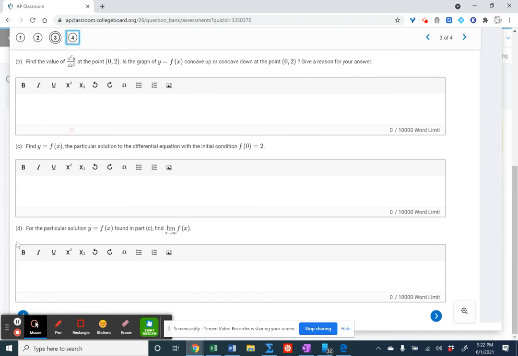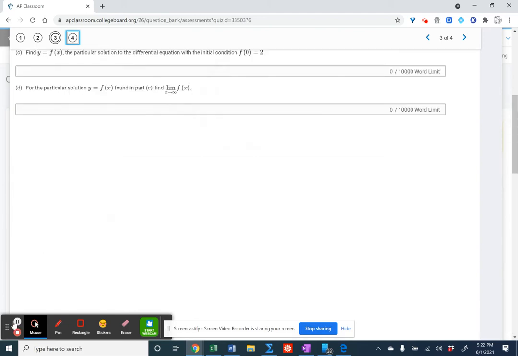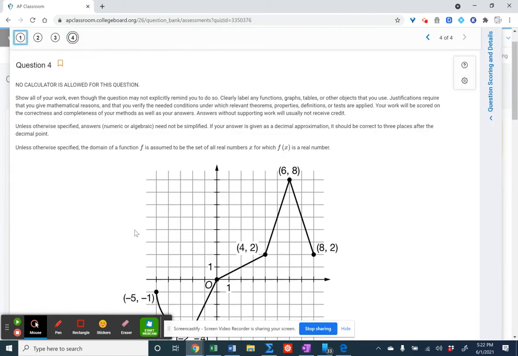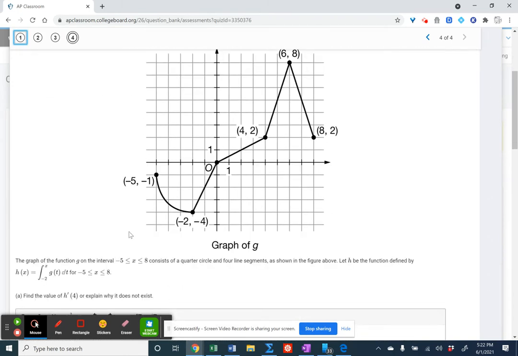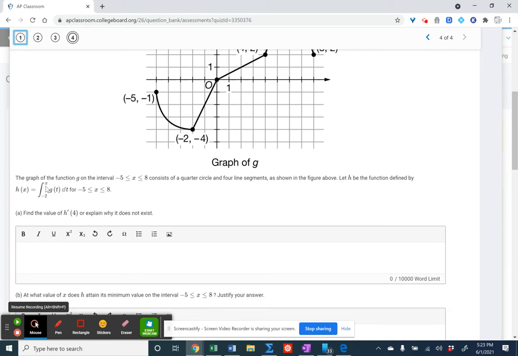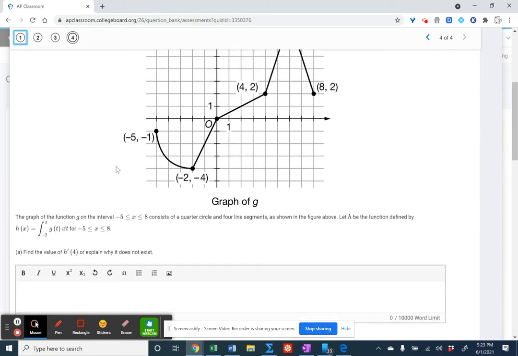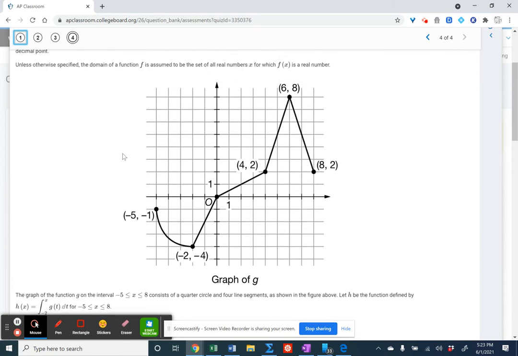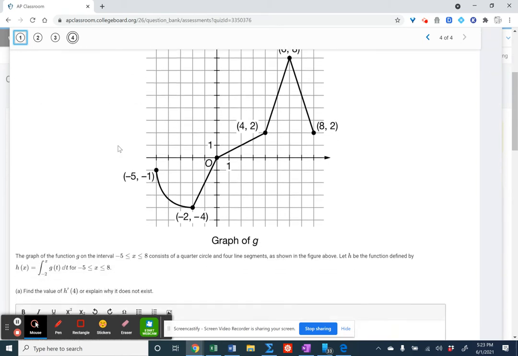Question number 4. I'm going to pause it and set things up. This might get annoying with me flipping back and forth because of the graph, but I apologize, I am going to do that. The graph of the function g on the interval from negative 5 to 8 consists of a quarter circle and 4 line segments as shown in the figure above, with h the function defined by this integral. They love to do that on the AP exam. Find h prime of 4 or explain why it does not exist.